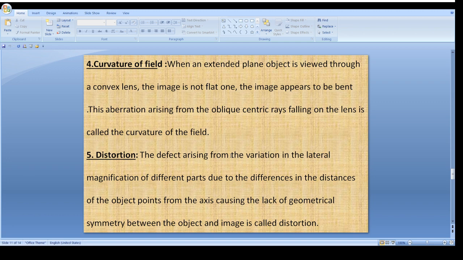Fourth one, curvature of field. When an extended plane object is viewed through a convex lens, the image is not a flat one. The image appears to be bent. This aberration arising from the oblique, eccentric rays falling on the lens is called the curvature of the field. Distortion: the defects arising from the variation in the distance of the object point from the axis, causing the lack of geometric symmetry between the object and image, is called distortion.